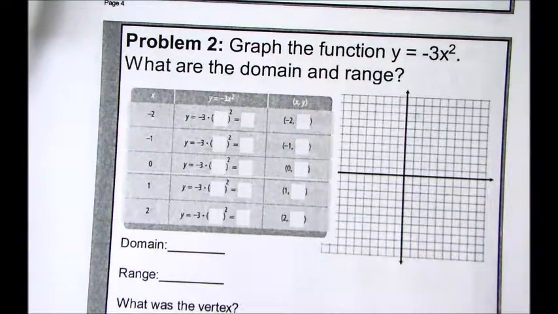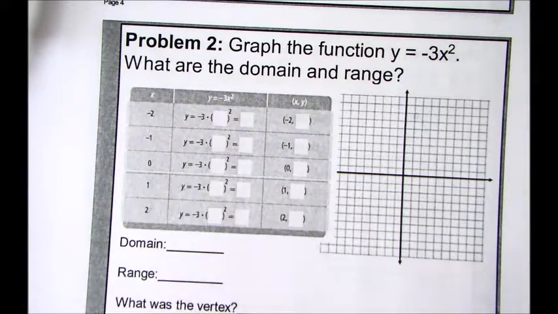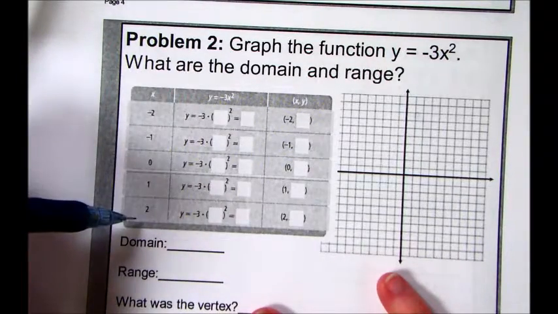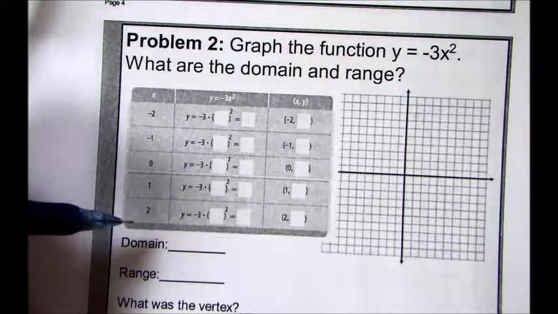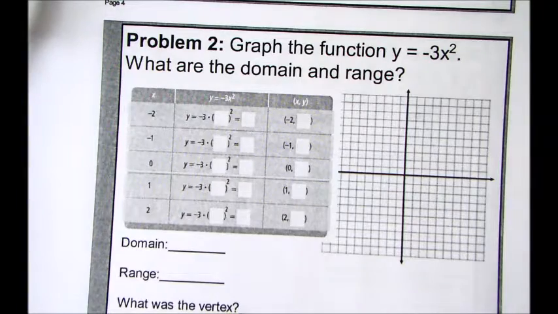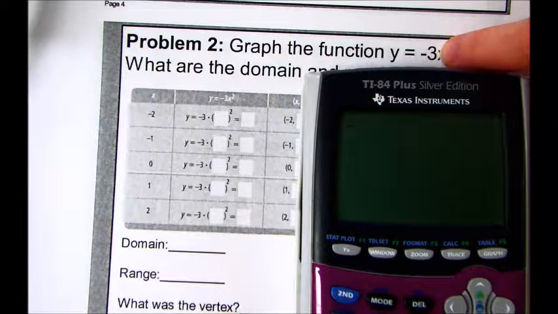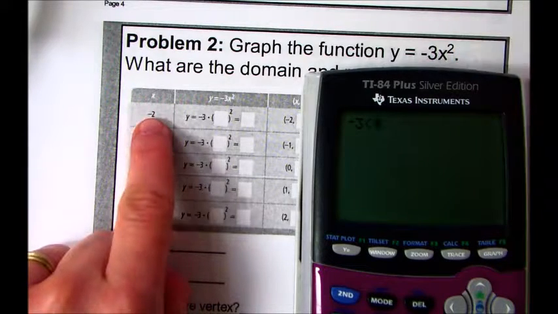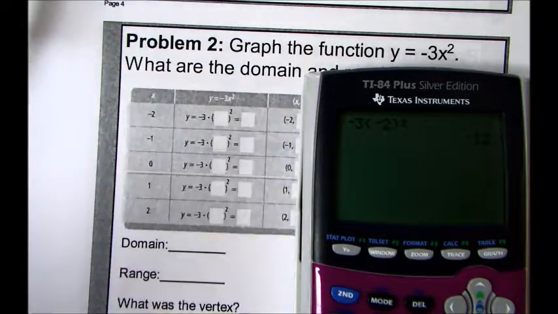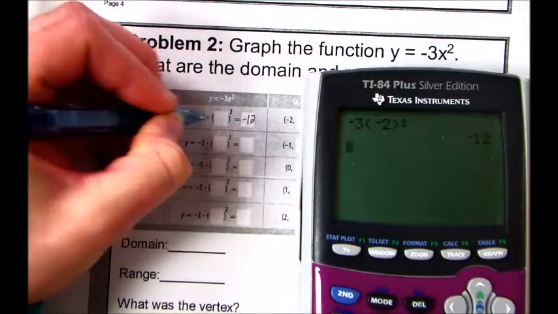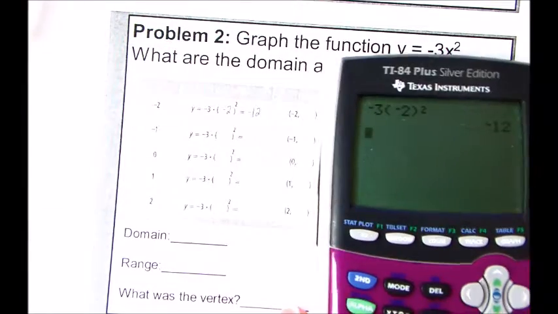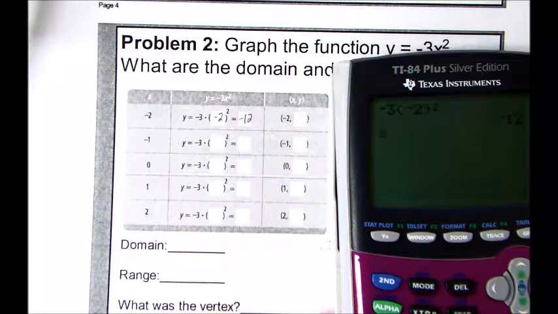Let's try problem 2. Graph this function. So this time you're going to have to make the graph. What's the domain and the range? They already told us to plug in -2 through +2. Tomorrow we'll plug in different points, but today, -2 through +2. So we take our calculator or our brains and we plug in -2. I see this -3, so I type -3, parenthesis, and I plug in for x. They want me to plug in -2, close my parenthesis and square it. I get -12. So the point is (-2, -12).